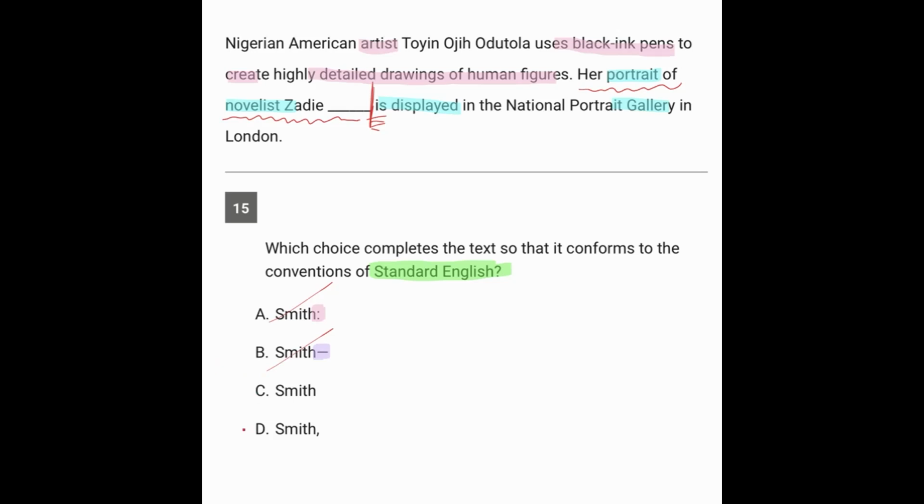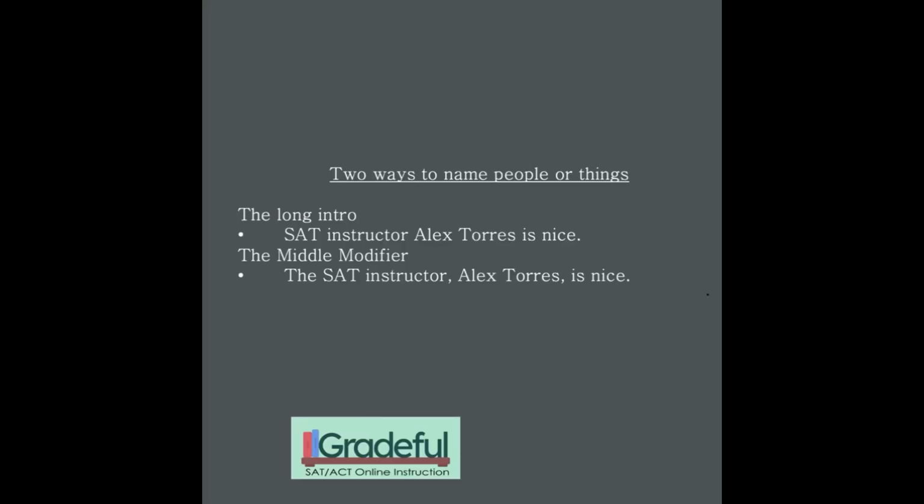Now looking at the other answer choices, what's really going on in this question is what we refer to as a long intro. Now the long intro is one of two ways to name people or things. For instance, SAT instructor Alex Torres is nice. So instead of my name being Alex Torres, I am SAT instructor Alex Torres. So the information about the person is being combined with the name into one big thing. That's very similar to just saying Alex is nice. So that's the idea of the long intro.